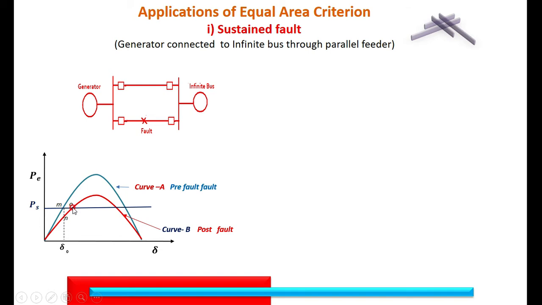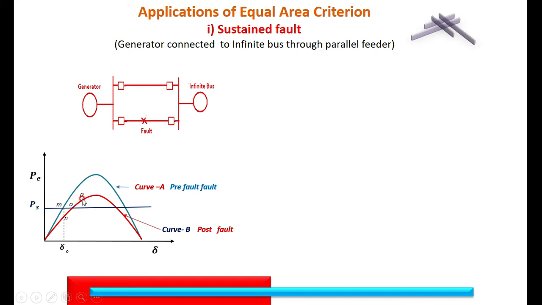Here the speed goes on decreasing. Ultimately, when it reaches the point P, the speed becomes synchronous speed. At O, it is more than the synchronous speed. From O to P, the speed goes on decreasing. At P, it is synchronous speed.